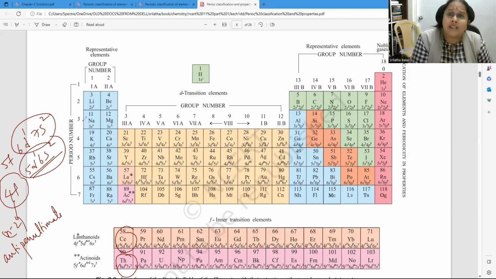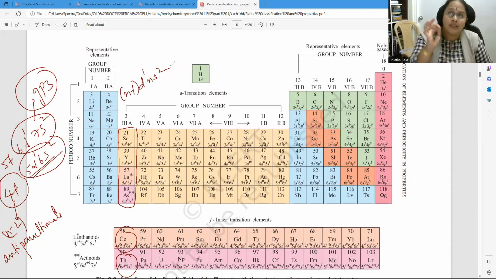So, on this basis, to which group do these lanthanoids and actinoids belong? They both belong to group 3, because they all have the same configuration, (n-1)d1 ns2. So that's the reason they belong to group 3. As far as period is concerned, lanthanoids are in the 6th period, and actinoids belong to the 7th period.